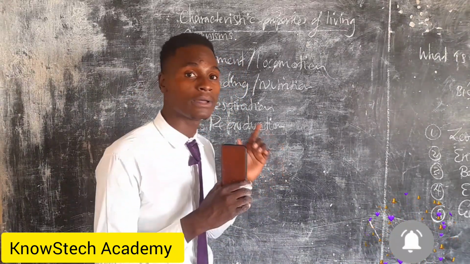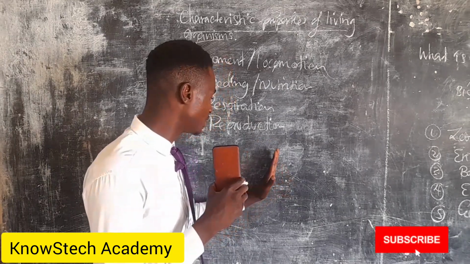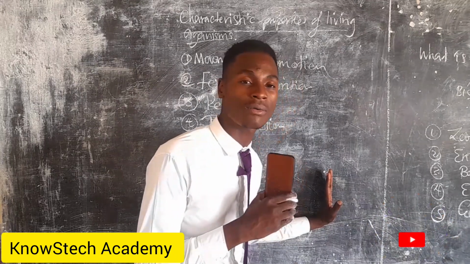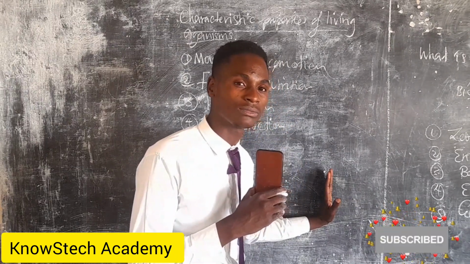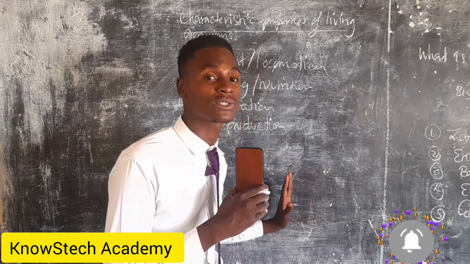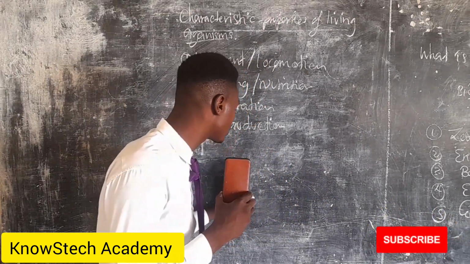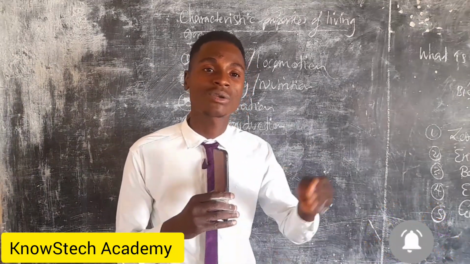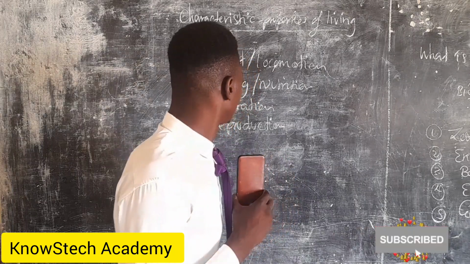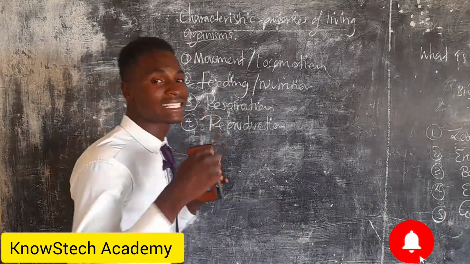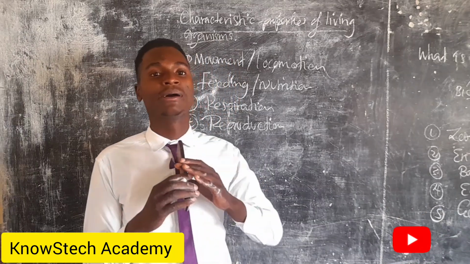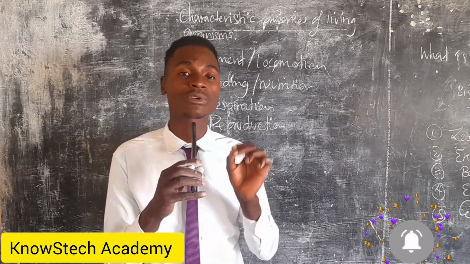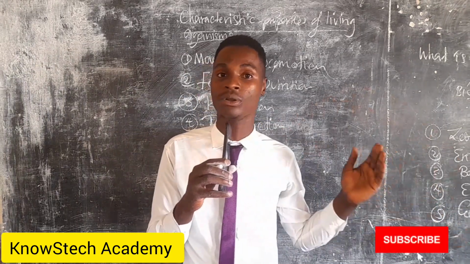Sexual implies that you need a male organism and a female organism. If it's male, that is not sexual reproduction. If it's female, it's not sexual reproduction. According to biology, you need a female and a male for sexual reproduction to be effective. Then asexual reproduction. Most of you make a mistake when it comes to asexual reproduction. You think that asexual reproduction only takes place in plants. No.